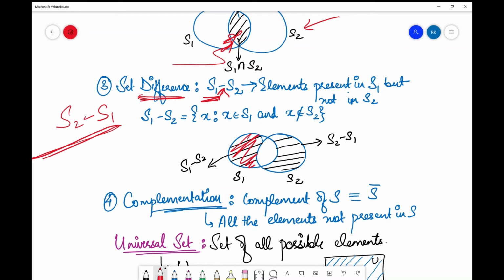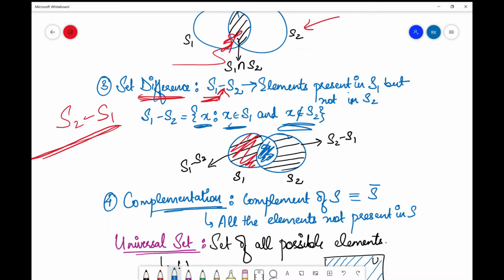So I am just removing this portion which is common between S1 and S2 from the set from which I am subtracting something. Okay. So how do I represent it in set builder notation then? It is written as X such that X belongs to S1 and X does not belong to S2. We just write the precise meaning of what we write in the statement. In the same way, we represent that in the set builder notation.